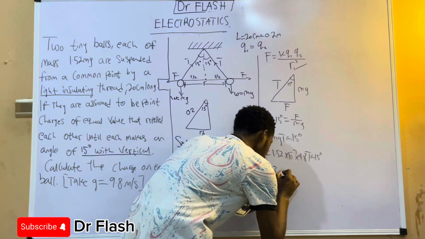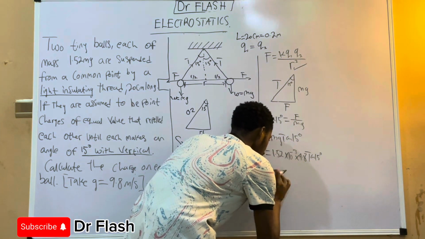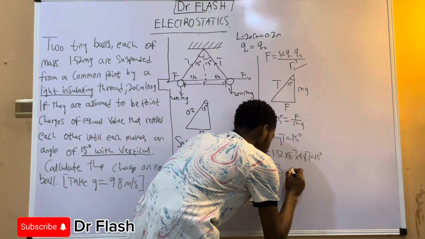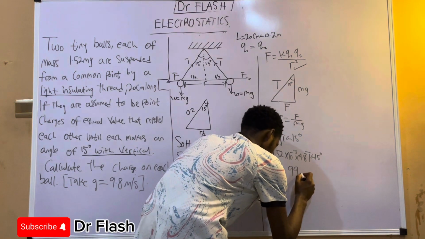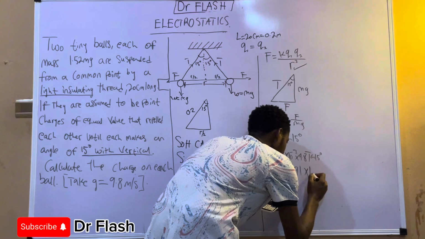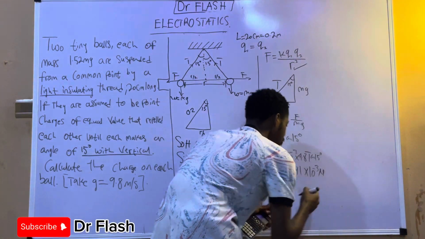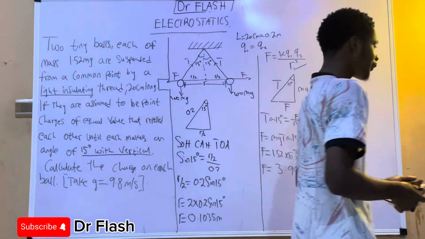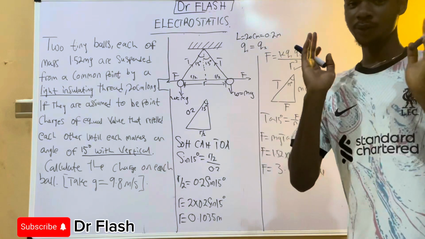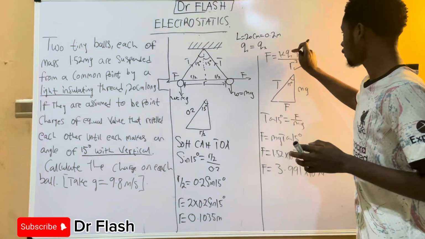So we have 3.991 times 10 to the power of minus 3 newtons. Now we are not done. We simply just found the force, which is going to be used to calculate the value of Q.